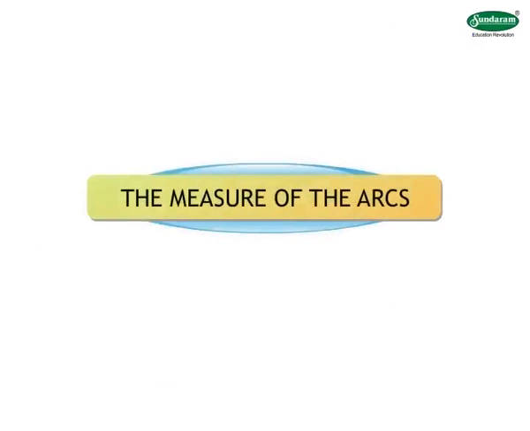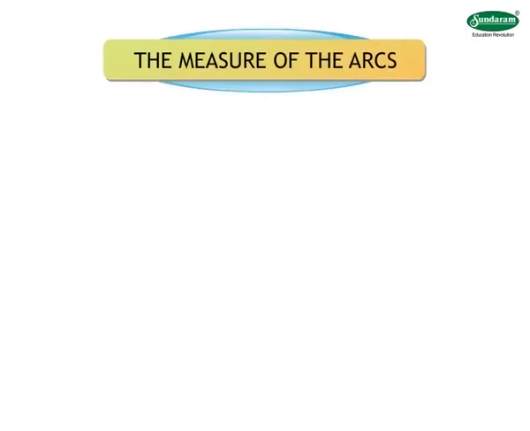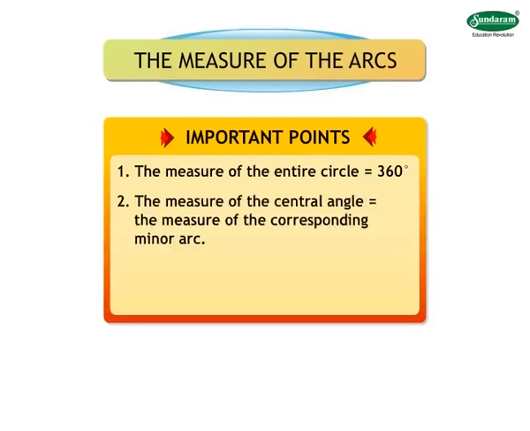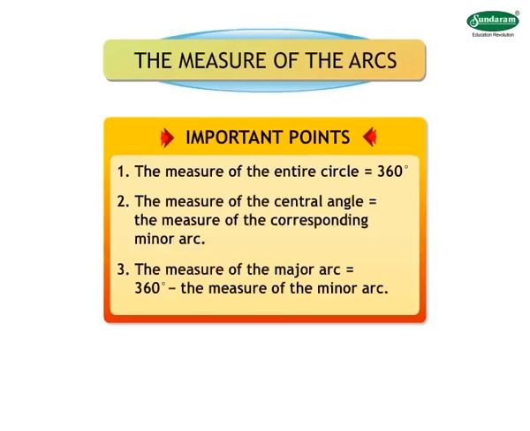Now we shall learn about the measure of the arcs. Let us look at certain very important and necessary points while finding the measures of the different arcs of the circle. 1. The measure of the entire circle is 360 degrees. 2. The measure of the central angle is equal to the measure of its corresponding minor arc. 3. The measure of the major arc is equal to 360 degrees minus the measure of the minor arc.